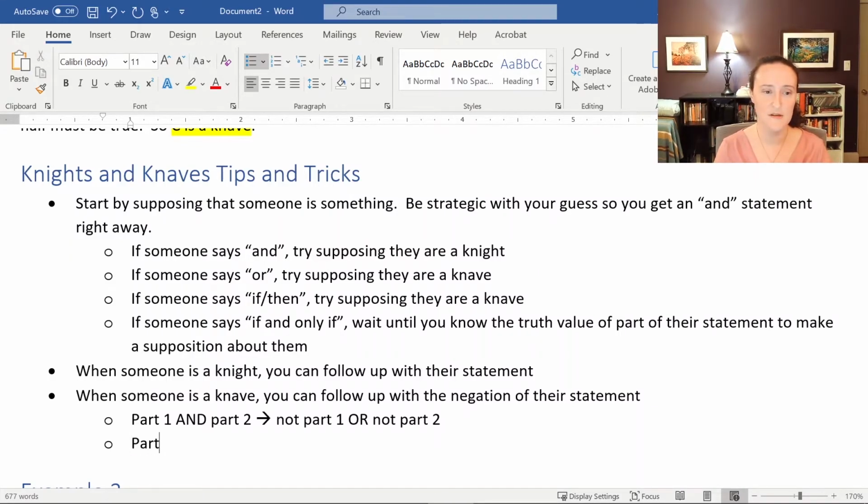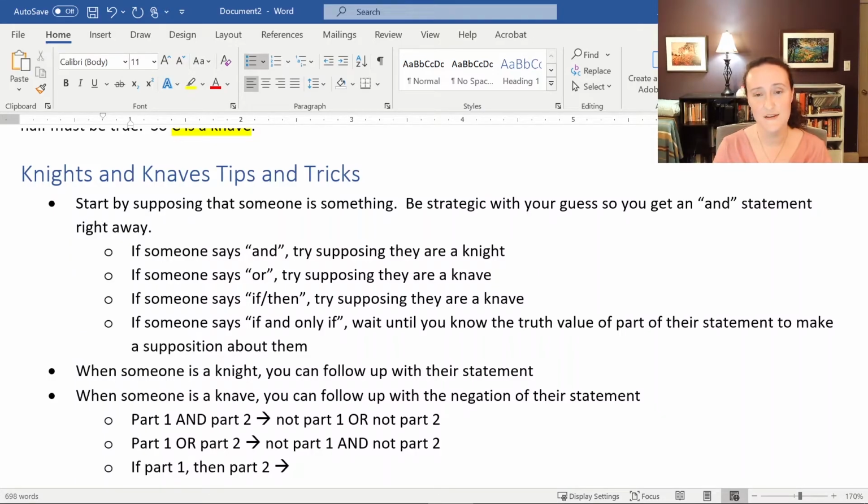And then for an or statement, when I have part one or part two, the negation of that is going to be the negation of each part with an and between them. The negation of an if-then statement, if someone says if part one, then part two, the negation of an if-then is to assert that the first part is true and the second part is false. So it's an and statement. Don't get those mixed up.